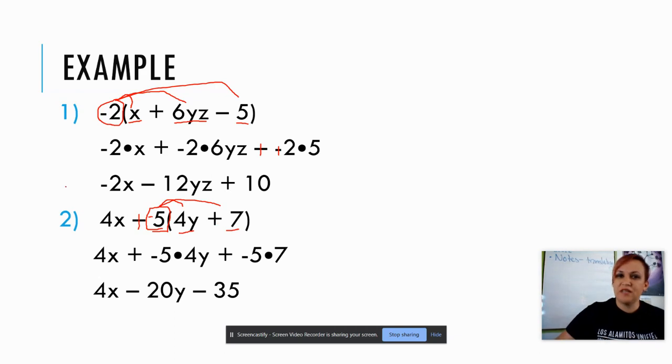The most common mistake I see on these problems is forgetting to change the second symbol. So really make sure that you're multiplying by a negative and that second symbol changes. Let's do one more example.